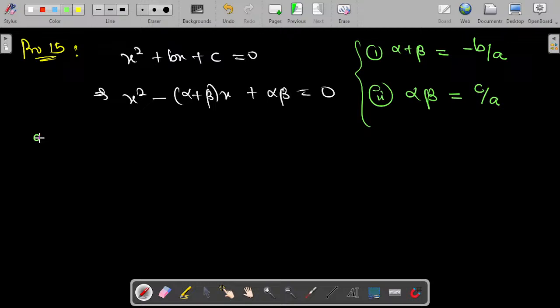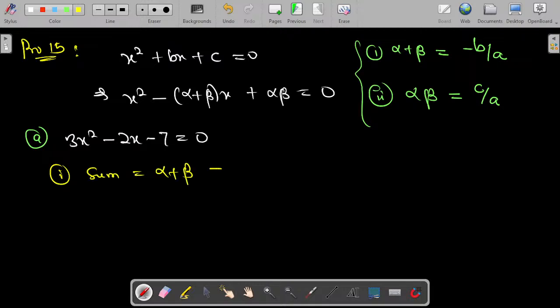So for a, we are given to find the sum and product of the roots of 3x squared minus 2x minus 7 equal to 0. Okay, so if we begin with the first part, the sum, which is alpha plus beta, will be equal to minus b. What did I write? Minus 2. Please notice that it's important that you write out what you have. Our a is 3, our b is minus 2, and our c is minus 7.